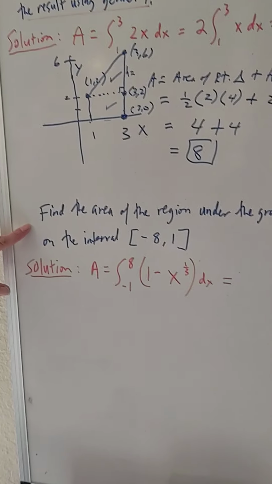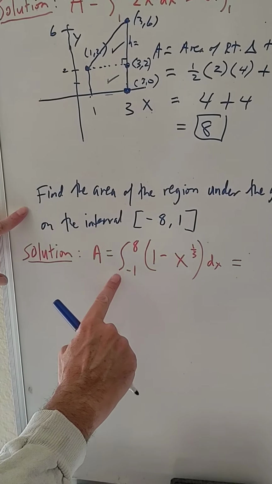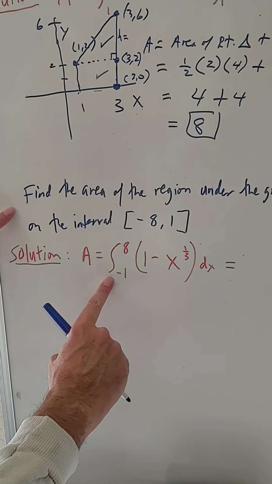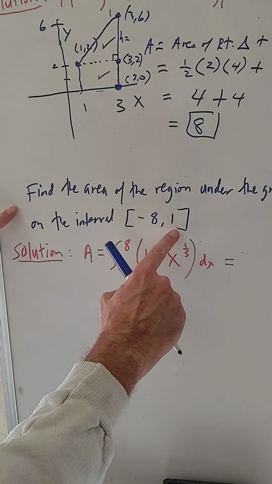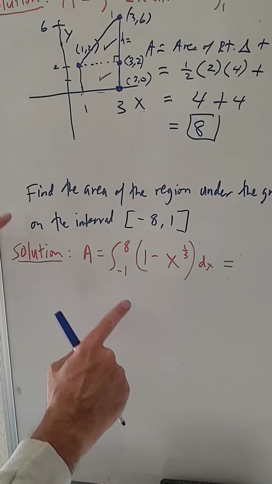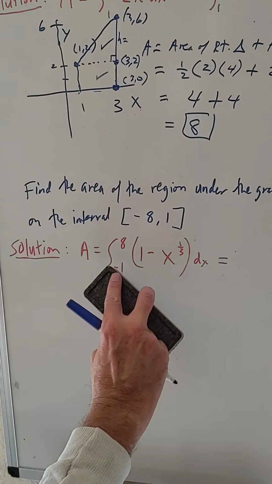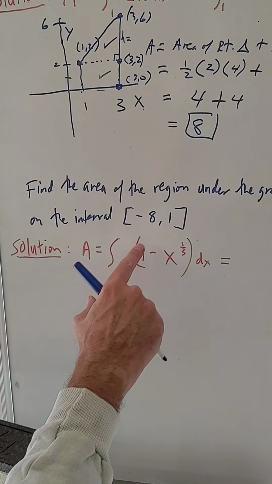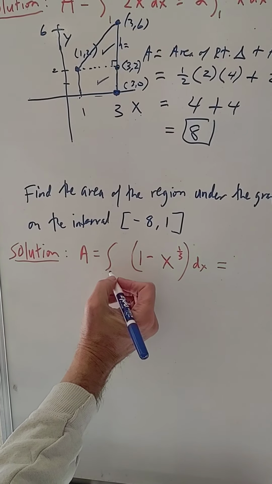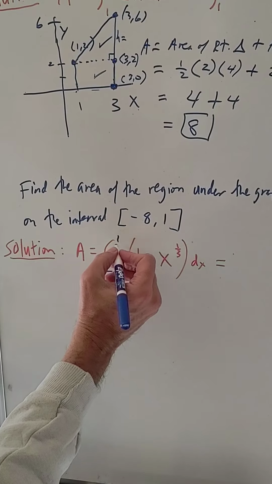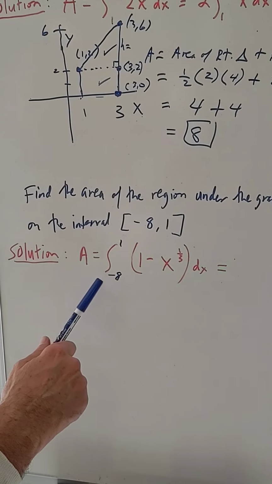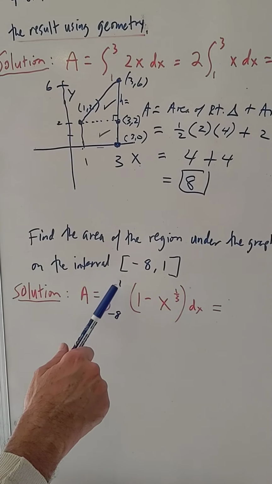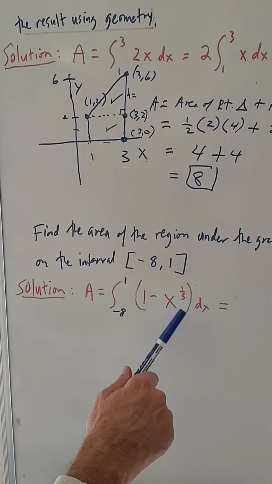Find the area of the region. So area is given by a definite integral. Since our interval on x is -8 to 1, we're going to go from, whoops, I did this wrong here. Let me change this. You always go low to high. So it's going to be actually -8 to 1. So the area is going to be the definite integral from -8 to 1 of our function.